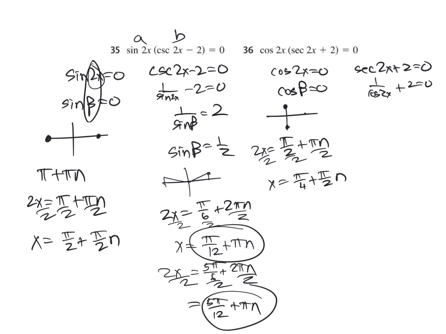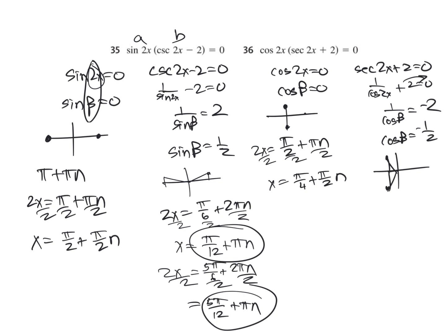So we're going to subtract 2. So 1 over the cosine of beta equals negative 2. So the cosine of beta is equal to negative 1/2. Where's x negative 1/2? In these positions there.